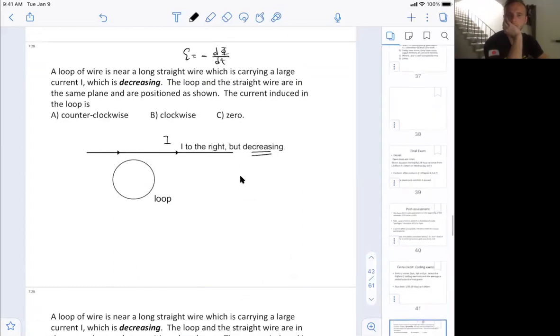Okay, I'm going to let you go ahead and discuss this for a few minutes, and then we can vote. Noticing that there is no B field, right? But the B field is generated by your current. And you have to think about, okay, in which way is my B field pointing at the location of the loop?